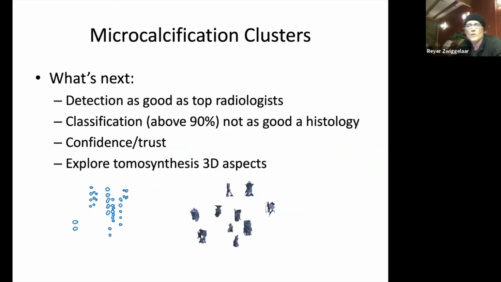So what we are working on at the moment is not on the detection side, because as I said, that is as good as top radiologists are, but on the classification side. Because classification, although it is above 90%, is not as good as histology, because histology doesn't make any mistakes apparently.